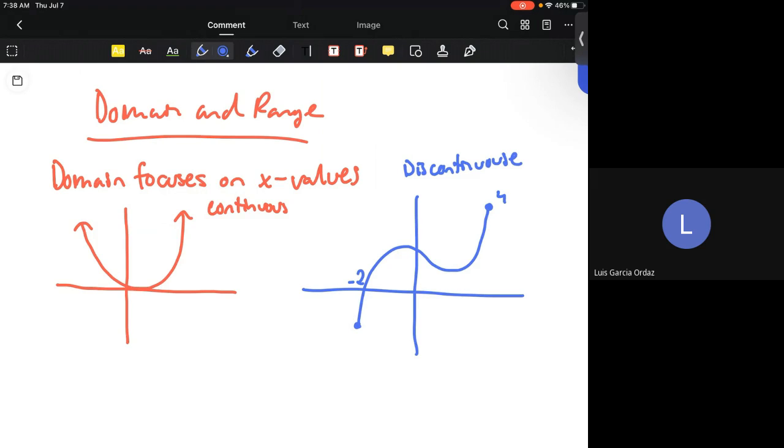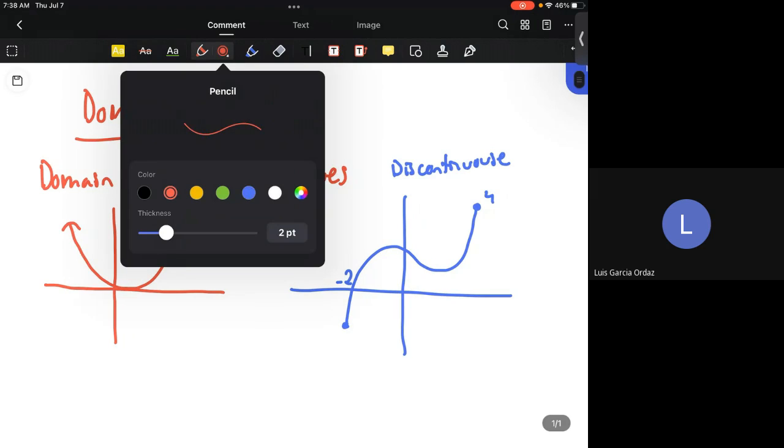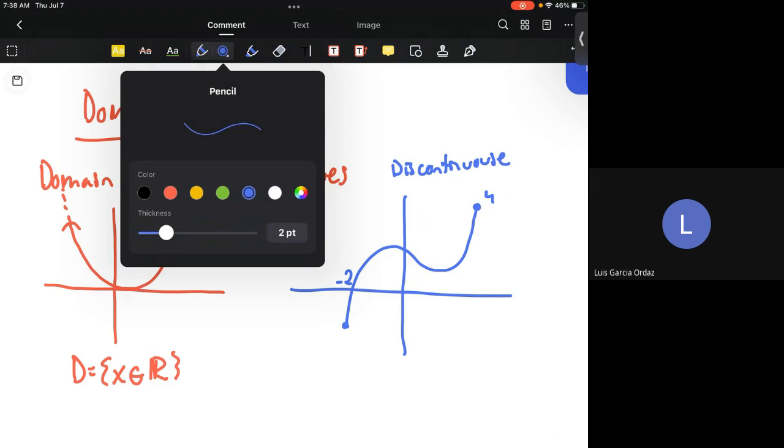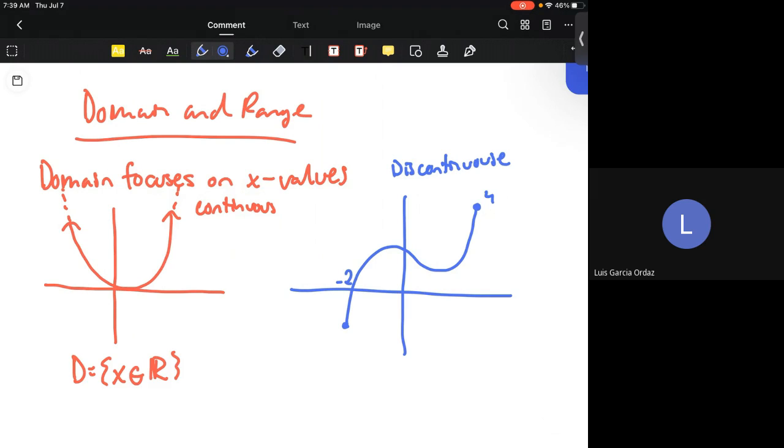What this means for the domain on the graph that's discontinuous is that there's a lower x value that it goes to, and then there's a higher x value that it goes to, okay? So when it comes to continuous functions, the domain of every continuous function is going to be x ∈ ℝ. And the reason being is because my graph can keep going and going and going for as long as it wants, okay?